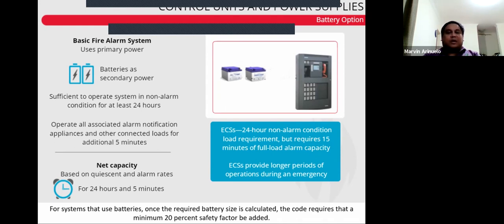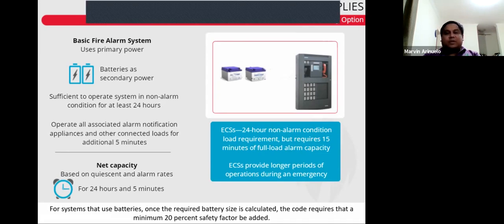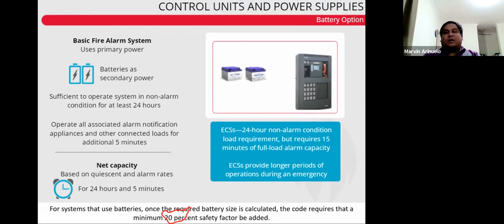Okay. For a system that uses a battery, once the required battery size is calculated, the code requires a minimum 20% safety factor to be added. So we have a safety factor of 20% in addition to your load requirements, no? Here is another net capacity, 24 hours and 5 minutes, because the 5 minutes is for other connected loads for an additional 5 minutes. ECS, 24 hour non-alarm condition, but requires a minimum 15 minutes of full load alarm capacity and provides longer periods of operation during an emergency.